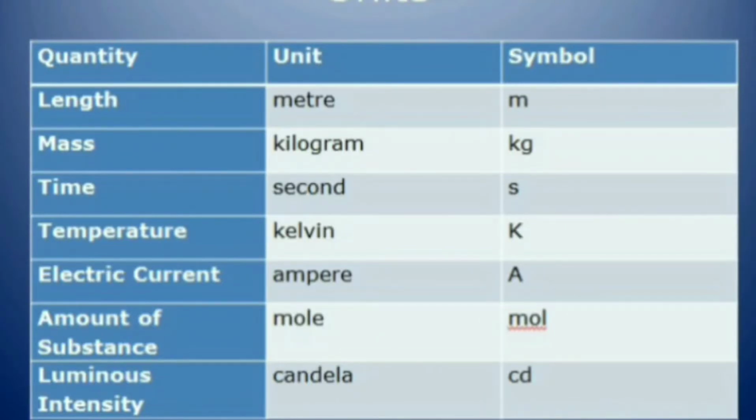Table 1. Base quantities and units. Quantity, unit, symbol. Length, meter, m. Mass, kilogram, kg. Time, second, s. Temperature, Kelvin, K. Electric current, ampere, A. Amount of substance, mole, mol. Luminous intensity, candela, cd.